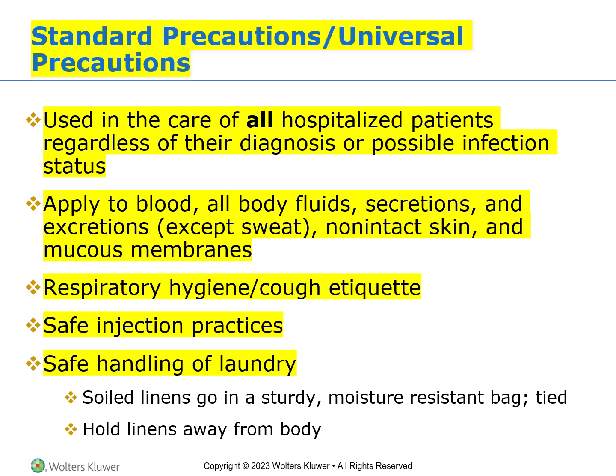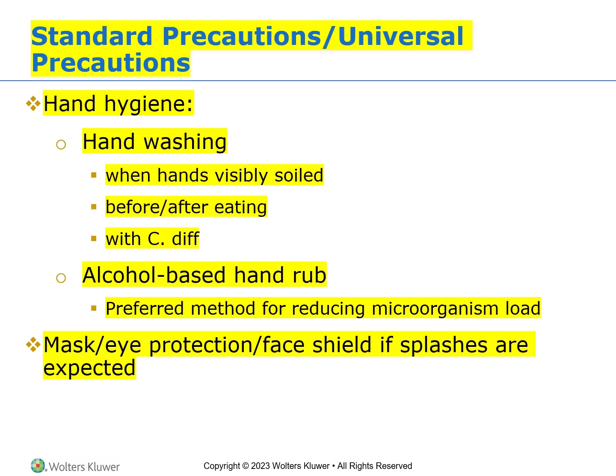I do want to add, it's important to note that if you expect splashes throughout the course of standard care, it would also be appropriate to put on a face shield, a mask, or goggles. So if you're doing a procedure like wound irrigation, and you expect that there might be a little bit of splashing of some infected drainage from the wound, it would be appropriate in standard precautions to put on something to protect your eyes and your mouth, and that would still fall under the standard precautions umbrella.